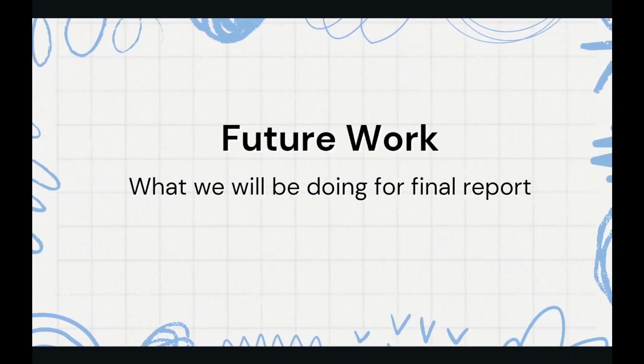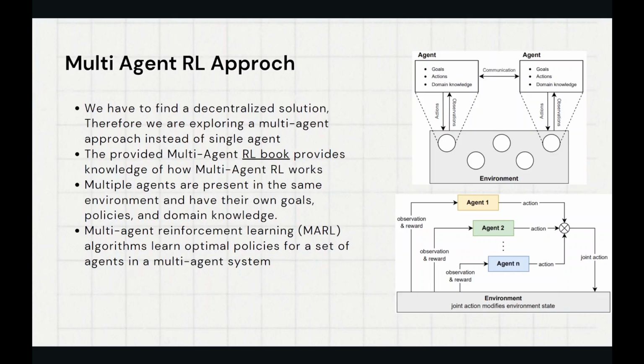Now, about the future plans, we have to make a decentralized approach. To make this happen, we have to go for a multi-agent reinforcement learning approach. There are many cases where multi-agent reinforcement learning can have significant benefits over single-agent RL algorithms. MARL can decompose a large, intractable problem into smaller, tractable problems. There are multiple examples for the use case of multi-agent reinforcement learning.